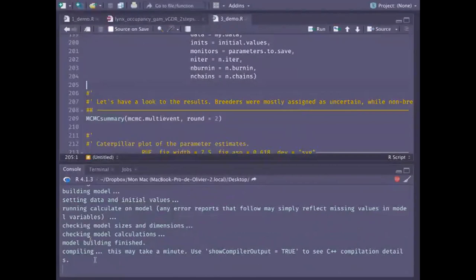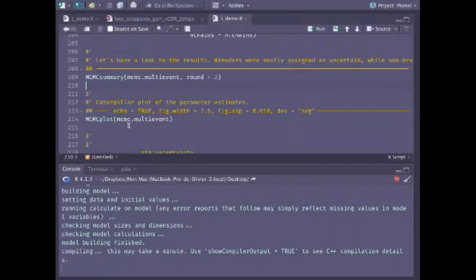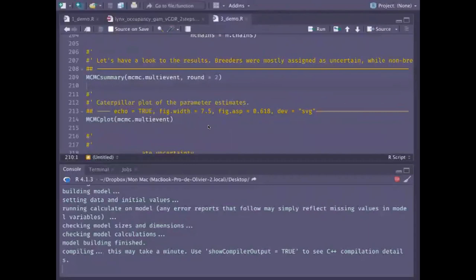And the compilation. Yeah, it takes some time. Compilation.